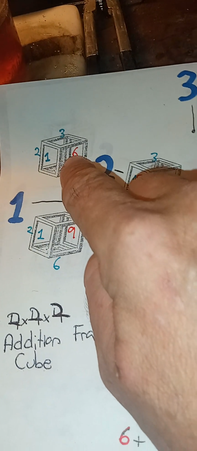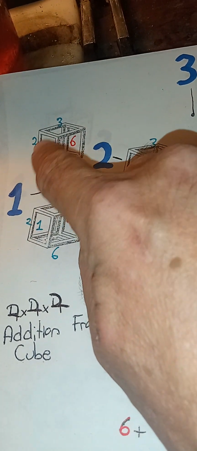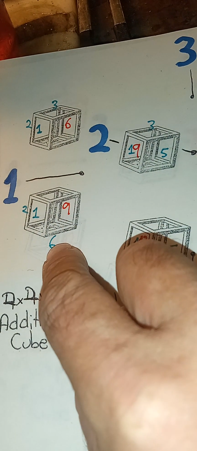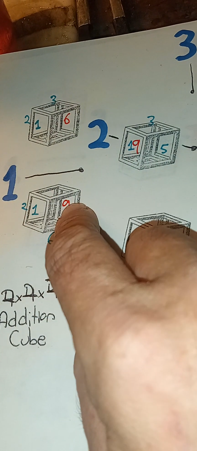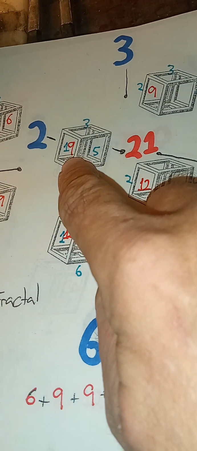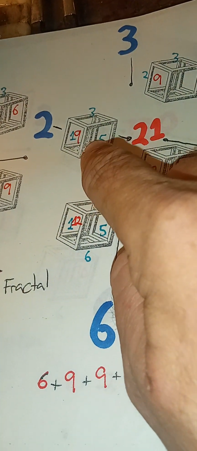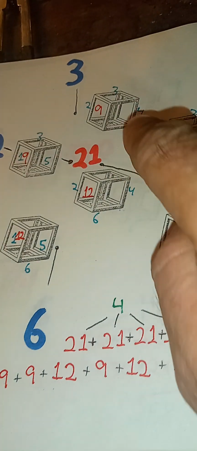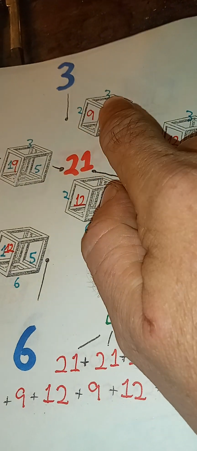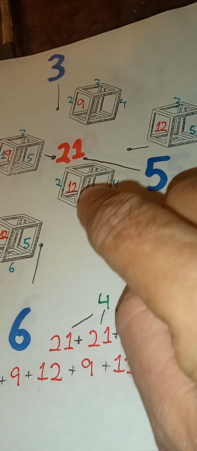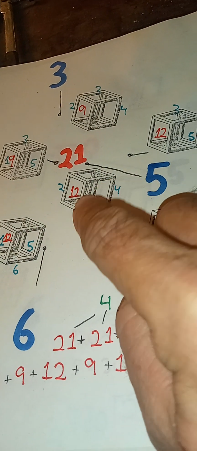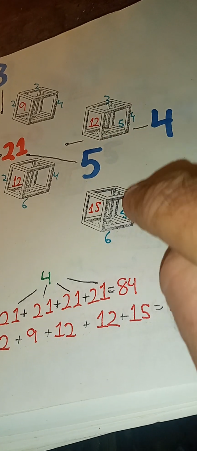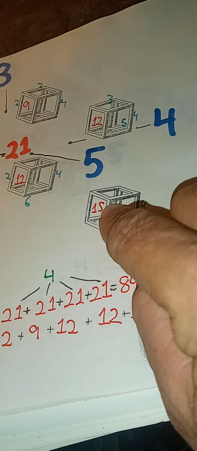And when you add this, you get 6. 1, 2, 3 is 6. When you add 6, 1, and 2, you get 9. When you add 1, 5, and 3, you get 9. When you add 1, 5, and 6, you get 12. And over here, when you add 2, 3, and 4, you get 9. 2, 6, and 4, you get 12. 3, 4, and 5, you get 12. And 4, 5, and 6, you get 15.